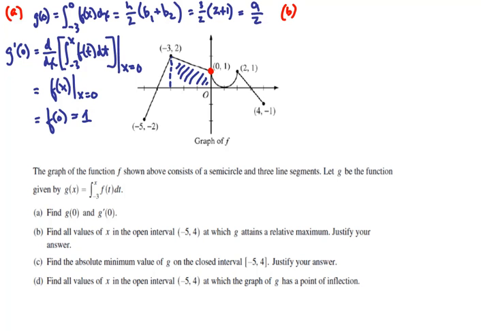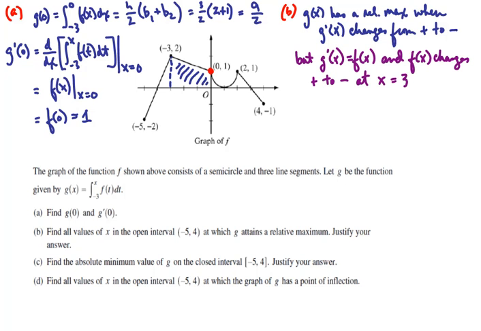Now next, we want to find all values of x in the open interval from -5 to 4 at which g attains a relative maximum. And we can say that g of x has a relative max when g prime of x changes from positive to negative, when g stops increasing and starts decreasing. And g prime of x is f of x, and the only place where f of x changes from positive to negative is at x equals 3.